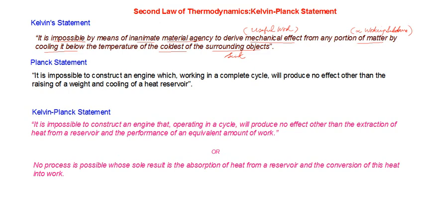Let's see what Planck actually stated. This is the original words of Max Planck. It is impossible, you can see that's characteristic of the second law. It's impossible to construct an engine. Here it is more direct, he's talking about an engine. It's impossible to construct an engine which, working in a complete cycle, means it's undergoing a cyclic process, will produce no effect other than the raising of weight and cooling of a heat reservoir.